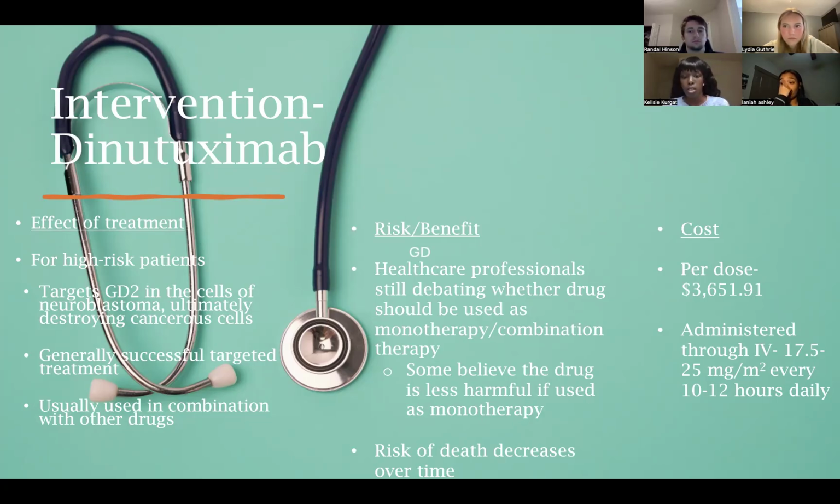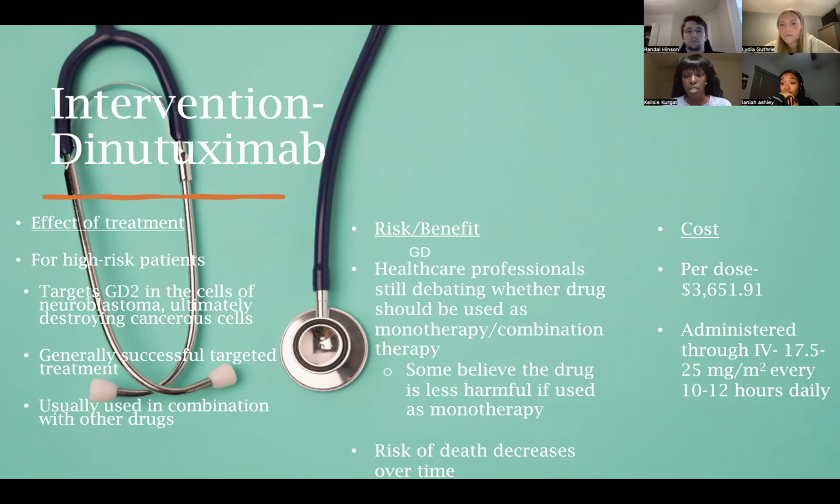Some believe that the drug is less harmful if used as monotherapy, because combination therapy is suspected to cause capillary leak syndrome, which is a really bad side effect. So the risk of death decreases over time. This study showed that it decreased: at 2 years, 46%, after 3 years it went down to 33, and then at 5 years, 38%.